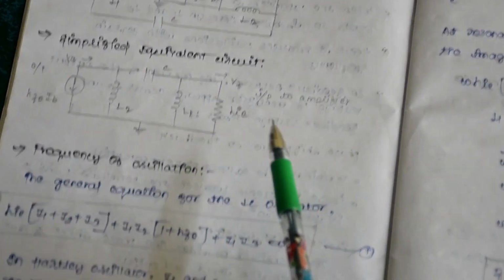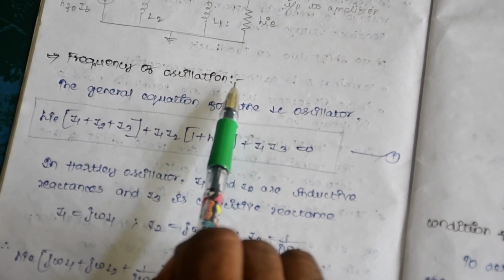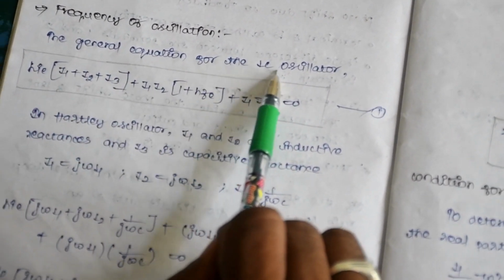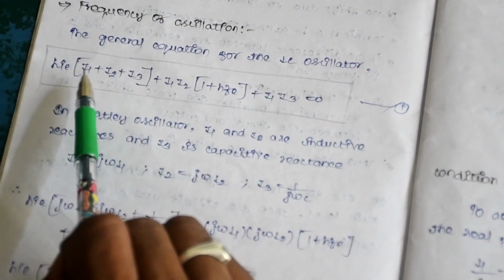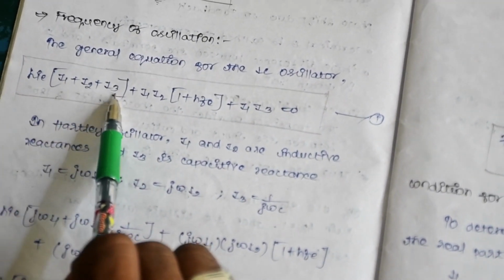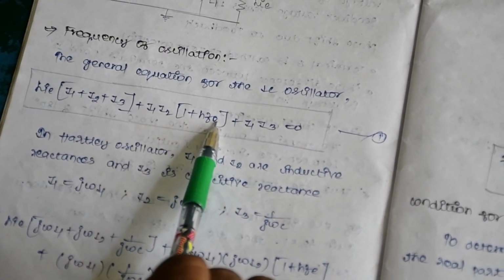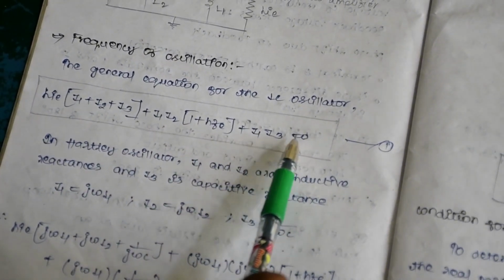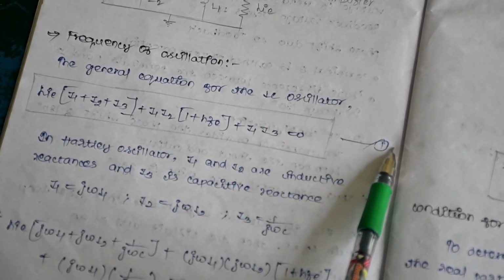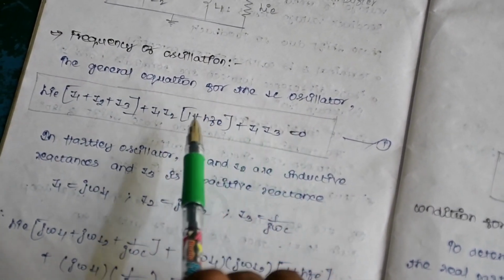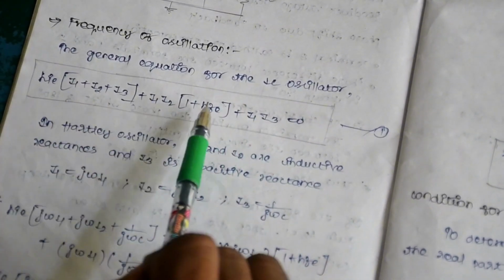Then we want to calculate the frequency of oscillation. For that we have a general equation. The general equation for the LC oscillator: HIE (Z1 plus Z2 plus Z3) plus Z1 Z2 (1 plus HFE) plus Z1 Z3 is equal to 0. So this is equation number 1. This is a general equation for any oscillator.